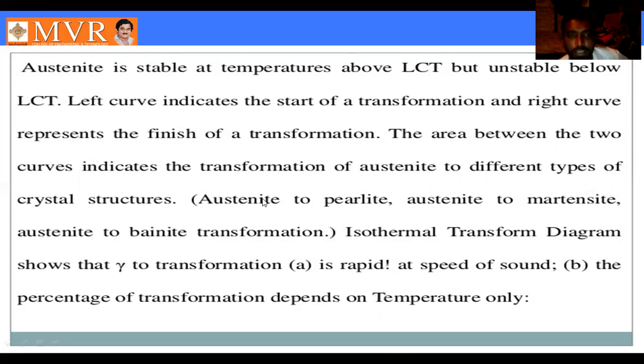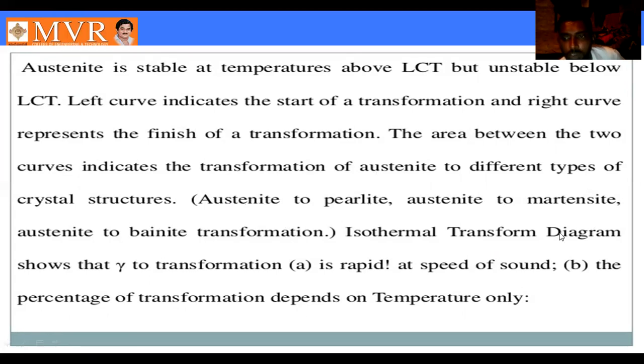So see here how the structure changes: austenite to pearlite, austenite to martensite, and austenite to bainite, the bainite transformation. These three types of transformations we can see between the transformation starting and ending. So first, austenite to pearlite is changing. Austenite to martensite is changing. Austenite to bainite also is changing.